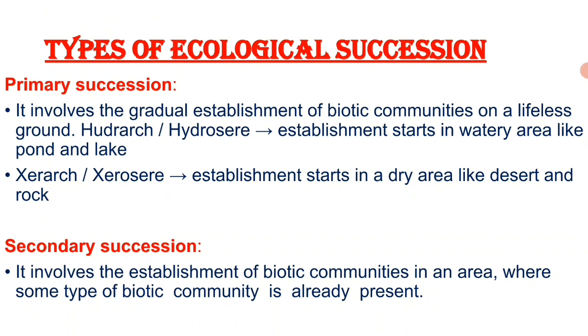So secondary succession is nothing but the establishment of a biotic community in an area where some type of biotic community already exists. That is called a secondary succession. So primary succession is nothing but on lifeless ground one species develops its community. That is primary succession. Secondary succession means one community already exists in that area, and a new community develops or establishes itself in that area. That is called a secondary succession.